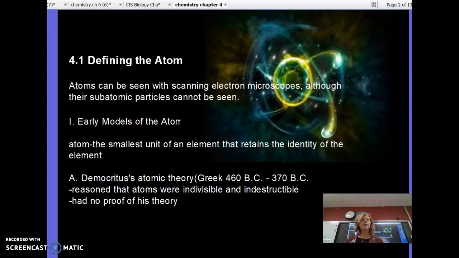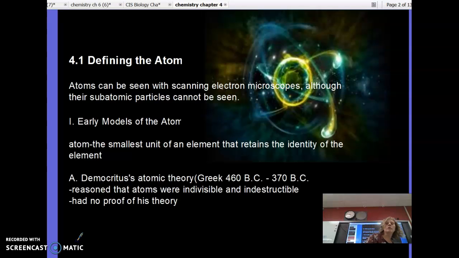So where did the theory of atoms begin? It actually began with someone in ancient Greece named Democritus. Democritus came up with the idea that everything that we know of is made of tiny little particles called atoms. And he said he thought atoms are both indivisible, so they cannot be divided, and they are also indestructible. His theory, although pretty awesome, was not very scientific because he really didn't have any proof.